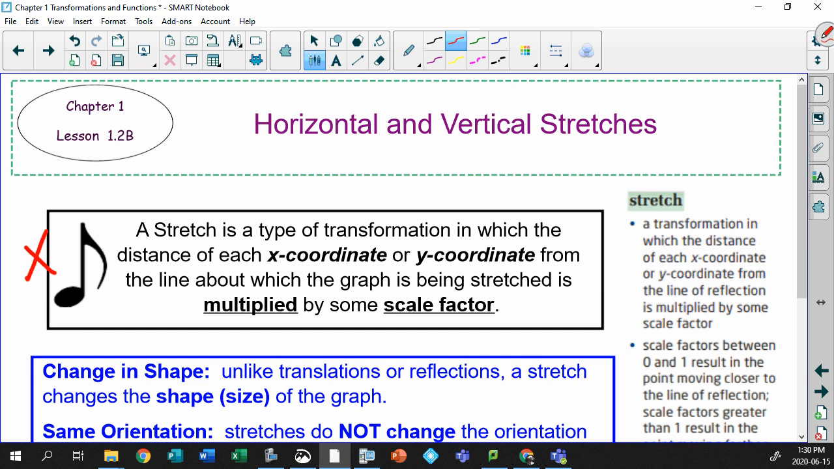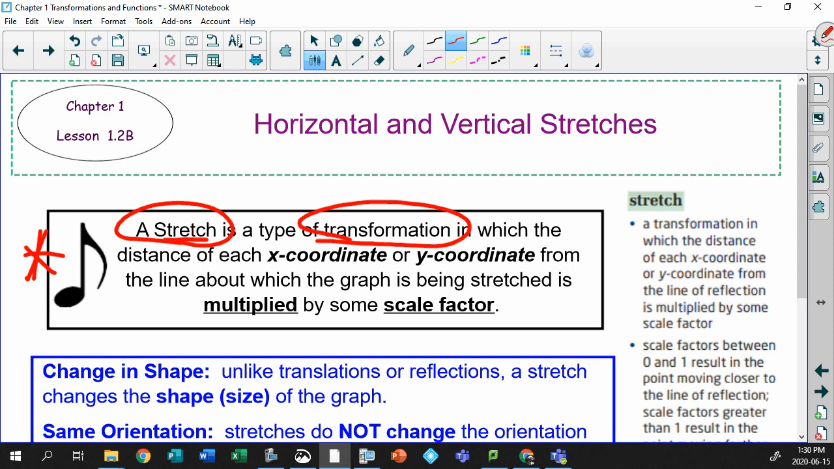Let's talk about what a stretch factor is all about. A stretch factor is a type of transformation. Yes, you are in fact transforming the graph. All the transformations that we've done so far have been things like translations, where we shifted left, right, or up and down. We talked about reflections, flipping over an axis. Now we're going to have to do stretches.